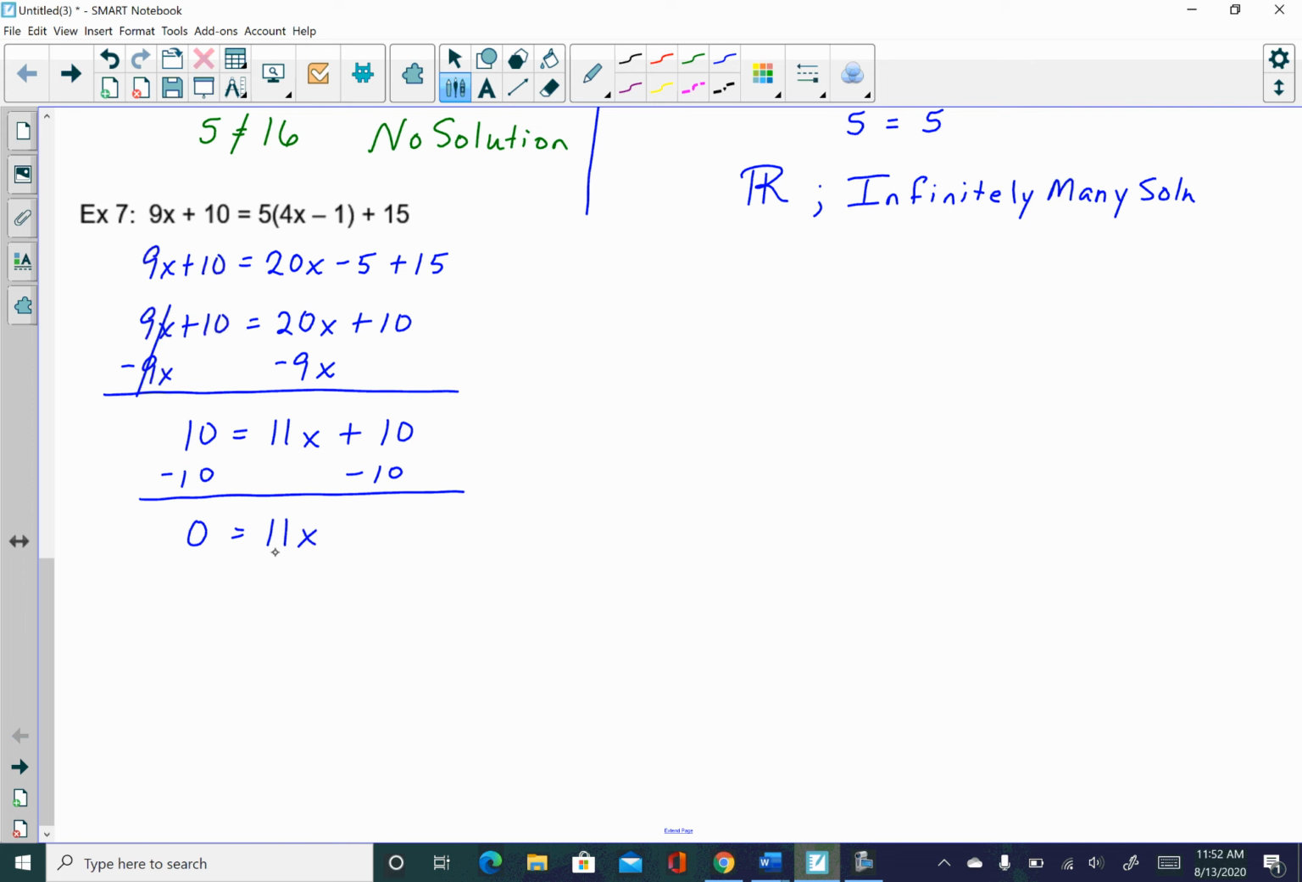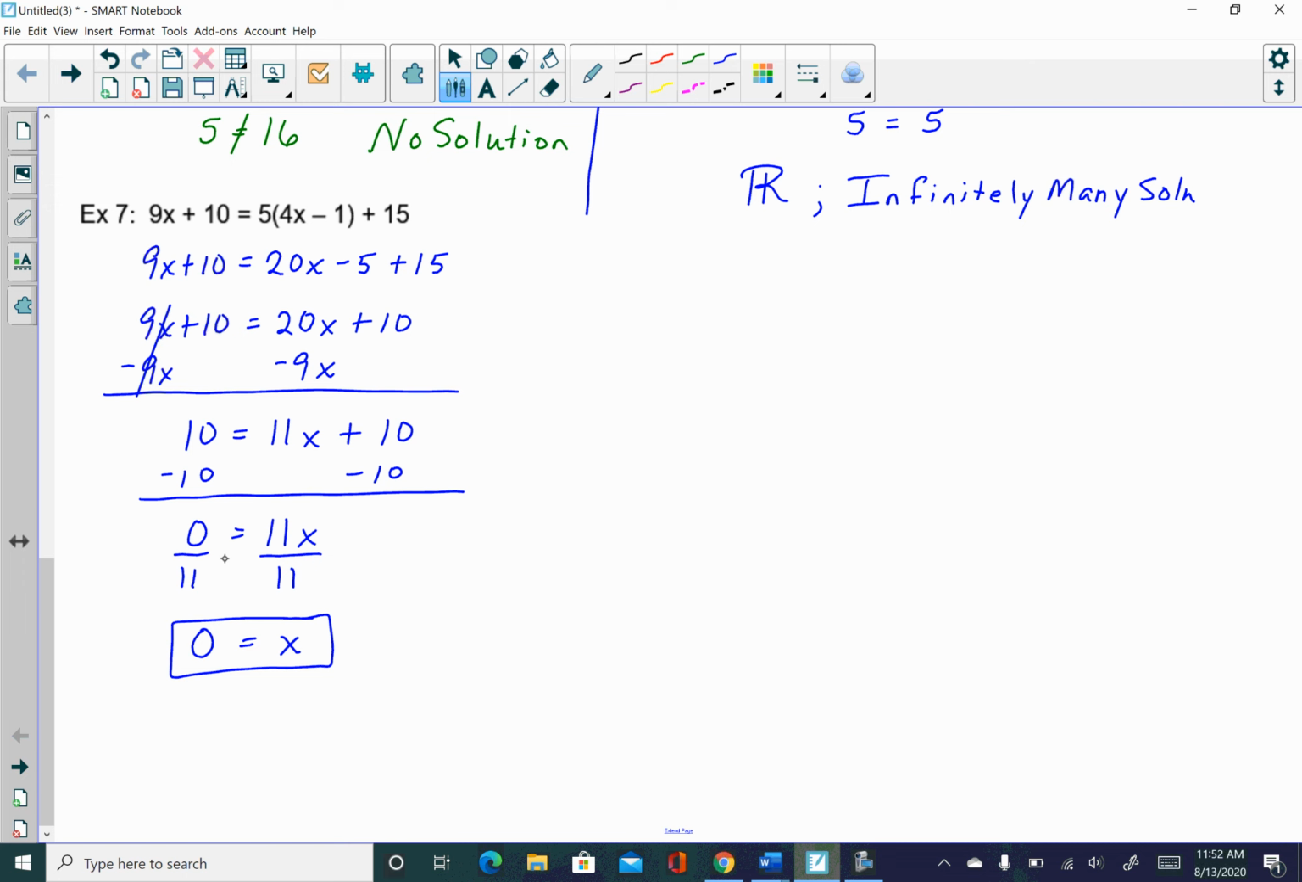This is 11 times x. To get rid of that 11, to undo that multiplication, divide by the number beside your letter. But 0 divided by some number is still 0. So there's only one solution here, and it's x equals 0. Okay, so remember, just because your numbers cancel out, 0 is still a number, so that's okay. But when your letters cancel out, that's when you reach a special case.